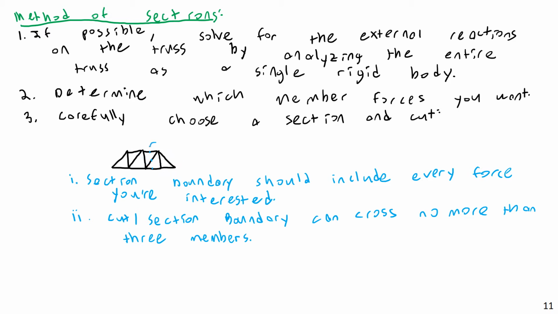Much better is just a simple vertical cut like that, because now I have 1, 2, 3 member forces revealed, and because of that, I'll have only 3 unknowns. I can solve for that. If you have 3 or fewer member cuts, you will have only 3 unknowns, and because of that, you'll be able to solve the system completely just using basic statics. And when I say basic statics, of course, I mean balance of forces and balance of moments.